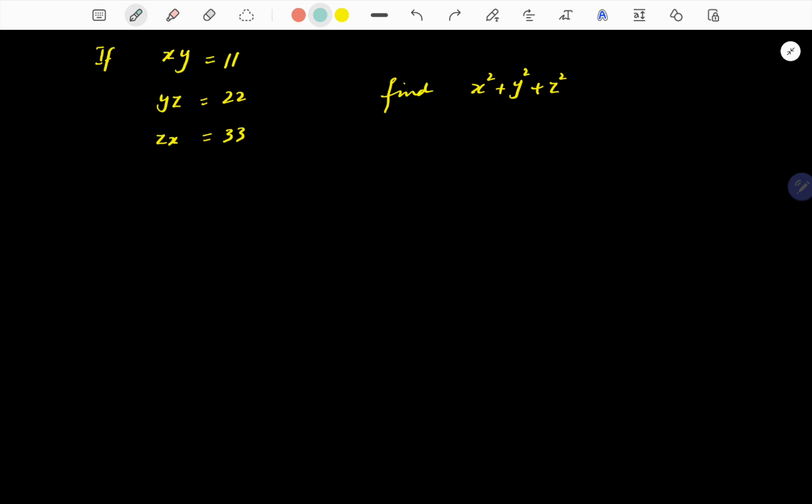Today we have a very interesting problem. It is given that xy is equal to 11, yz is equal to 22 and zx is equal to 33. And we have to find x square plus y square plus z square. So let's move towards the solution. Let us call these equation number 1, equation number 2 and equation number 3.